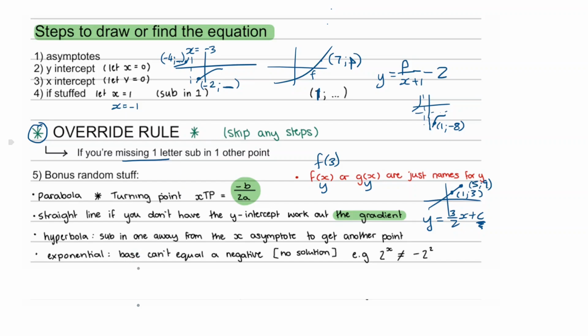And then the last little tip in this video is for exponentials: the base can't equal a negative. You'd get no solution. So if you've simplified a question, subbed in, you're trying to work out the x-intercept, and you end up with something like this, you can't just say x equals minus 2, because you cancelled the 2 big 2's, the bases of 2. An exponent with a base can never equal a negative, and so that would just be no solution. In this case, you'd have no x-intercepts, and you'd probably end up being stuffed, so you'd have to let x be 1 or something like that.